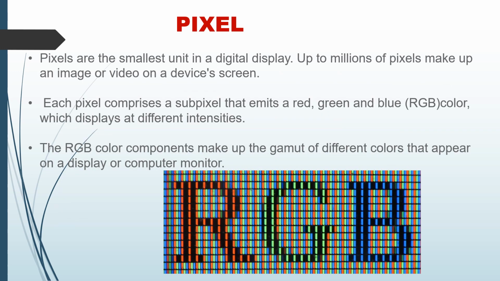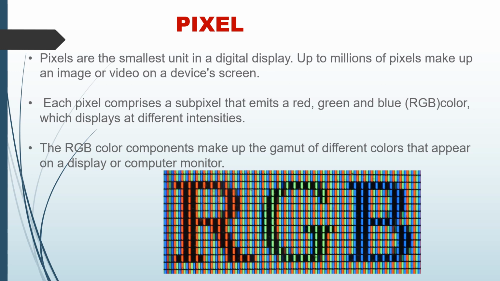Moving on to the next topic, pixel. The pixel, a word invented from picture element, is the basic unit of programmable color on a computer display or in a computer image. Think of it as a logical rather than a physical unit. Pixels are the smallest unit in a digital display. Up to millions of pixels make up an image or video on a device screen.